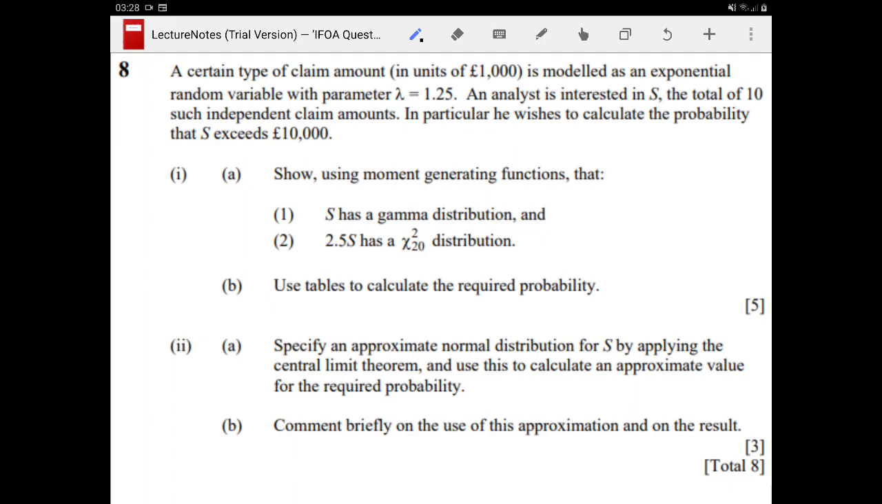IA1 says show using moment generating functions that S has a gamma distribution. IA2 asks you to show using moment generating functions that 2.5S has a chi-squared distribution with 20 degrees of freedom. IB says use the tables to calculate the required probability. IIA says specify an approximate normal distribution for S by applying the central limit theorem and use this to calculate an approximate value for the required probability. And IIB asks you to comment briefly on the use of this approximation and on the result.